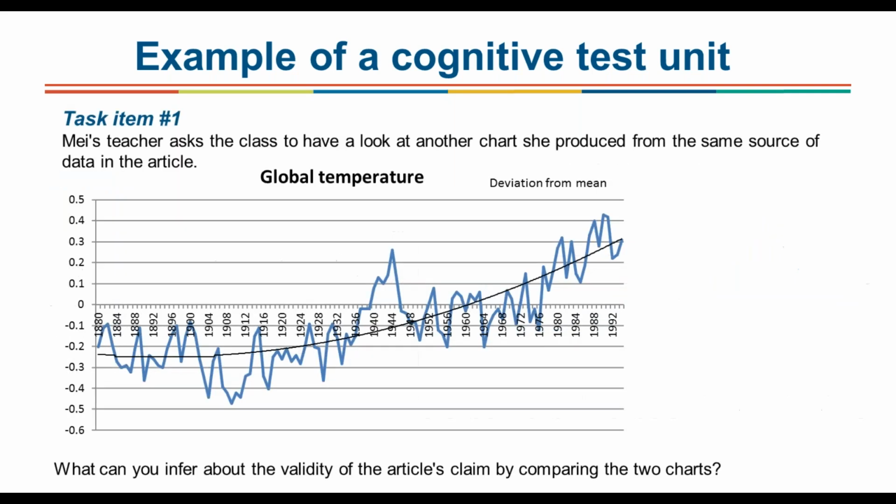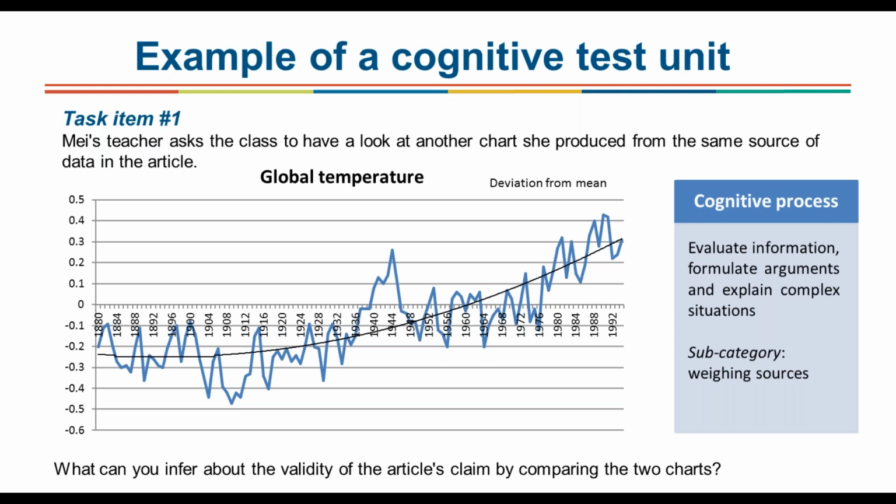An example of one of these questions that might come from this scenario would be that students are asked to compare the graph from the scenario to a different graph. The first graph compared data from the last 10 years, whereas this one compares data from the last 100 years from the same data source. In the example, the cognitive test skill being assessed is the ability to evaluate information, to formulate arguments, and to explain complex situations. The subcategory of cognitive process would be weighing information.